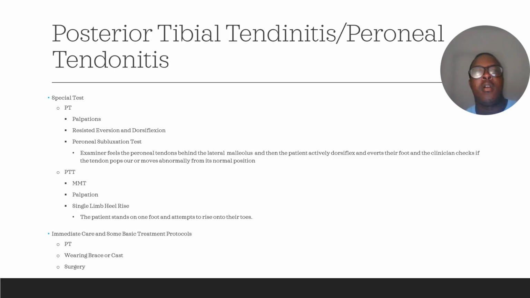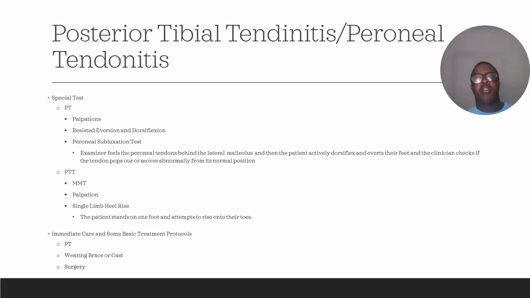To continue, some special tests vary depending on which condition you have. For peroneal tendinosis, you can palpate, do resisted eversion or dorsiflexion, or do a peroneal subluxation test, in which the examiner feels the peroneal tendons behind the lateral malleolus, and then with your patient in active dorsiflexion and eversion, the clinician checks if the tendon pops out or moves abnormally from its normal position.